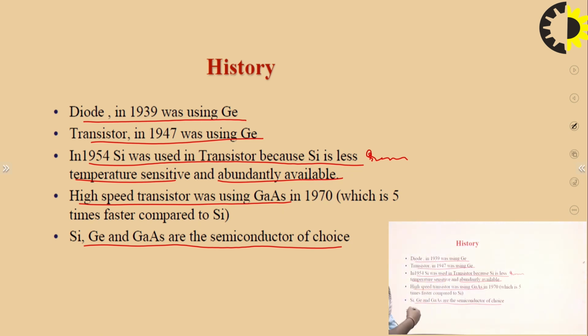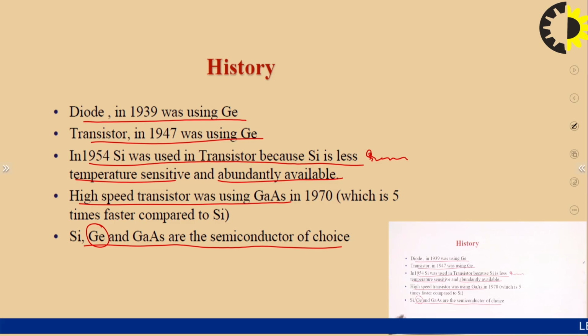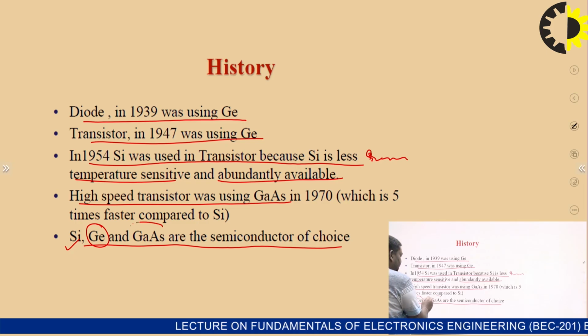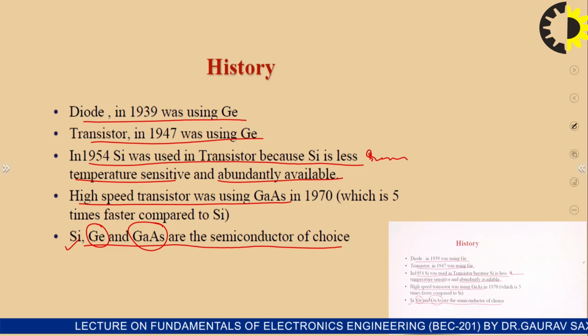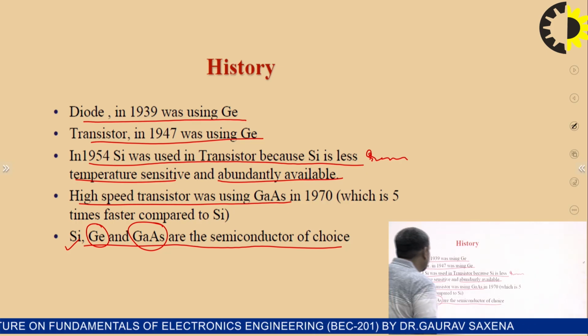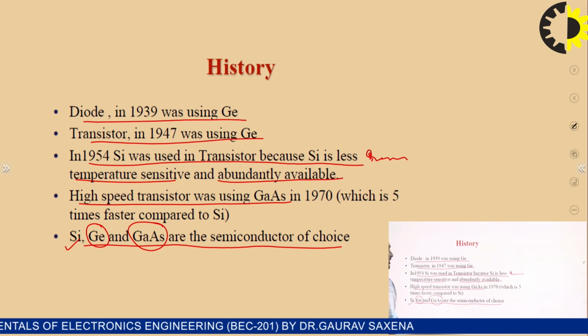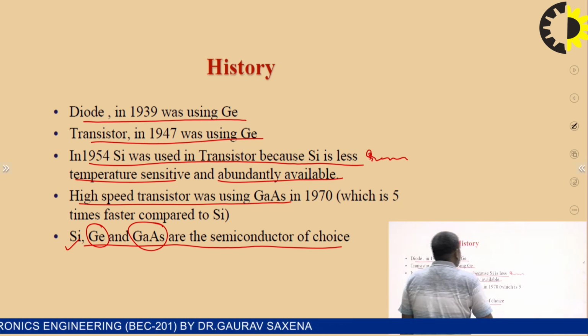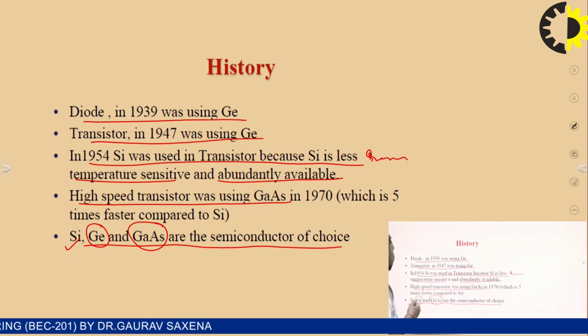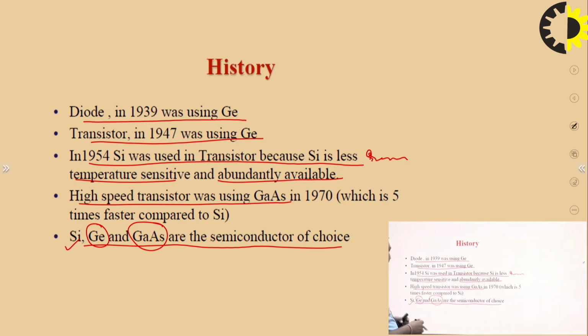If we want a temperature sensitive device, we use germanium. If we want to design a temperature insensitive device, we use silicon, which is much less temperature sensitive and is available frequently in nature. Gallium arsenide is a compound material whose mobility, mu, is much higher than that of germanium and silicon. So we use gallium arsenide components for high speed switching purposes.